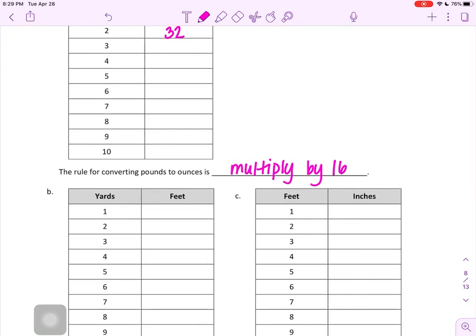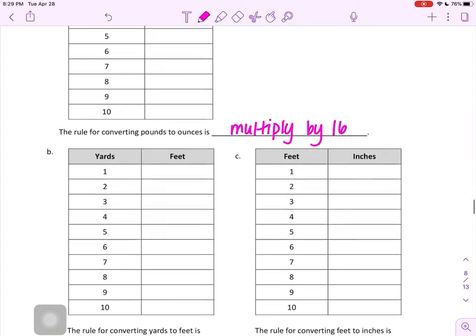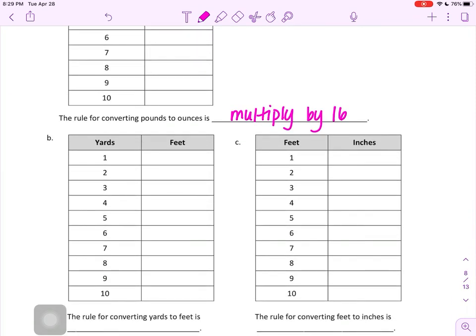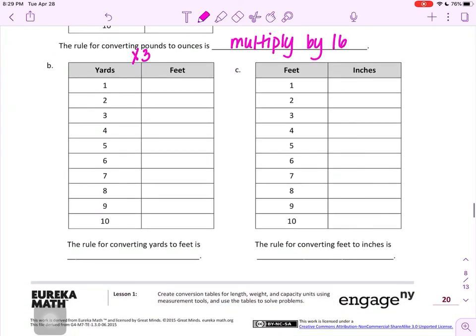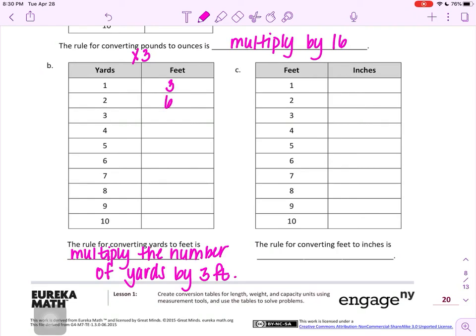All right, yards to feet. Yards to feet is you are going to be multiplying by 3 because 1 yard equals 3 feet. So multiply the number of yards by 3 feet. Okay, so again, 1 times 3 would be 3, 2 times 3 would be 6. So you can see feet are going to be multiples of 3.